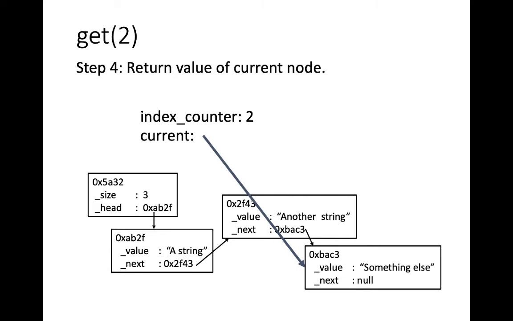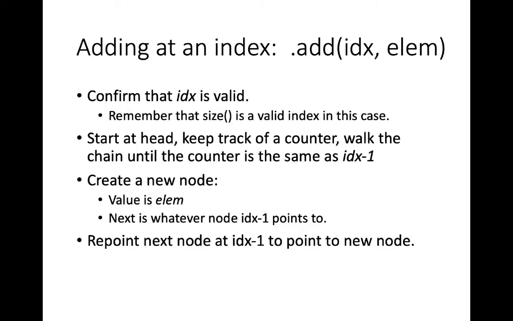All right. Any other questions about how we implemented the algorithm for getting a particular index value from a linked list? All right. Okay. Let's try adding. So what is the algorithm for adding an element to a linked list at a particular index?